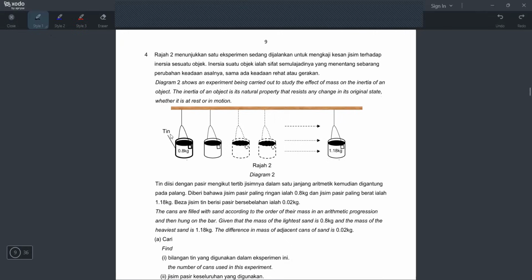Okay, let's look at question number 4. Diagram 2 shows an experiment being carried out to study the effect of mass on the inertia of an object. The inertia of an object is its natural property that resists any change in its original state, whether it is at rest or in motion. This whole thing is just to distract you, right? You don't even have to care about whatever they say here, because we are doing Addmaths, and we don't learn inertia in Addmaths. So these are all just distraction.